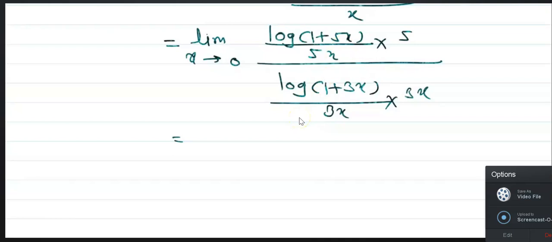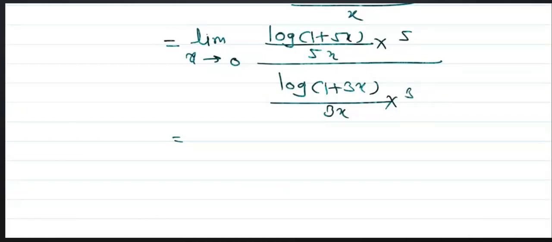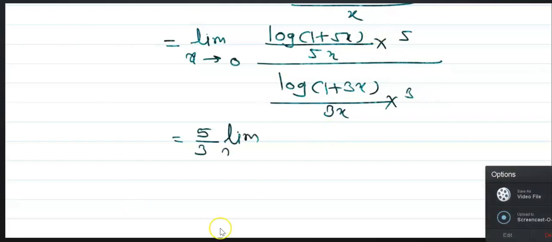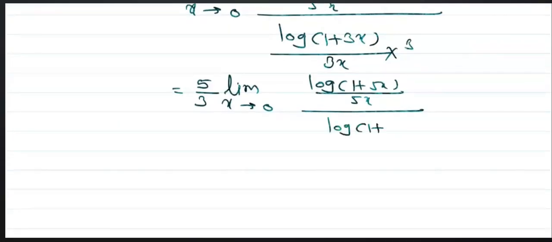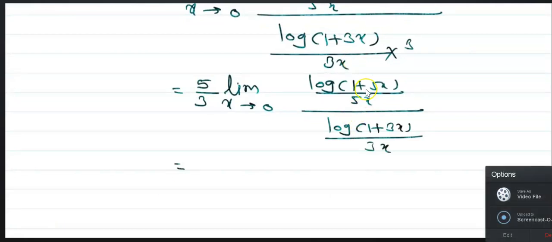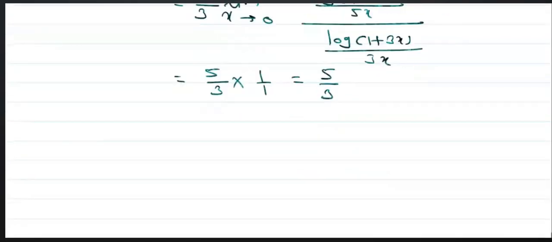1 into 3, x is not needed here, an x came by mistake. I will cut it. Therefore, it's 5 upon 3, log of (1 plus 5x) upon 5x, upon log of (1 plus 3x) upon 3x. And the value of this limit is 1, 1 upon 1. That is 1. And hence the limit is 5 upon 3.